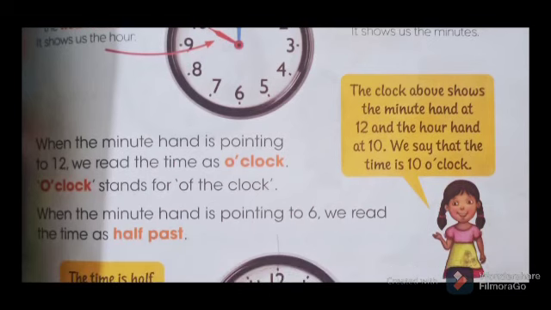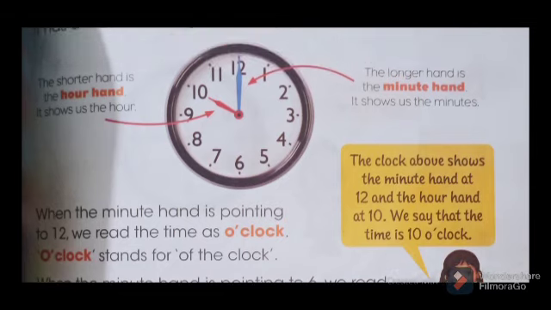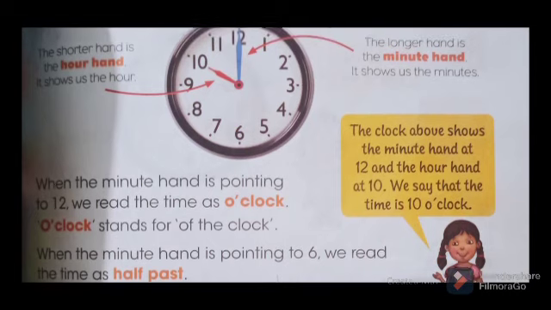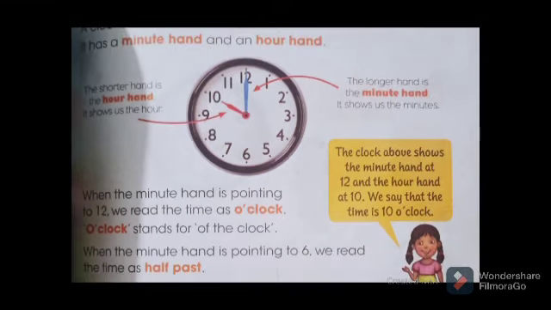Dear students, when the minute hand is pointing to 12, we read the time as o'clock. As if our hour hand is on 10 and the minute hand is pointing to 12, so we will read the time as 10 o'clock. O'clock stands for of the clock. This clock above shows the minute hand at 12 and the hour hand at 10. We say that the time is 10 o'clock.